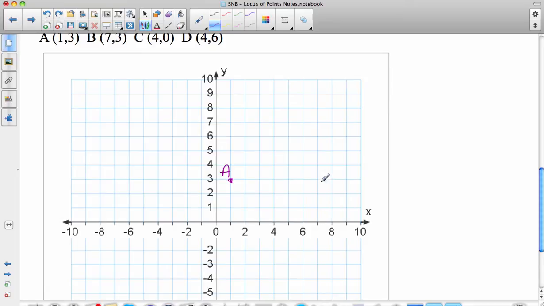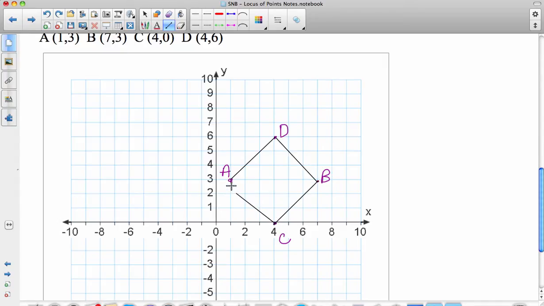So we go over 7, up 3. That is B. Point C is (4, 0). That's point C. And point D is (4, 6). Over 4 and up 6. And that gives us point D. Now, we could draw in our lines here just to kind of make a shape. Okay, so we want to have straight lines from there to there. I have one from here to here, one from here to here, and one from there to there. Okay, so we really have a quadrilateral there.